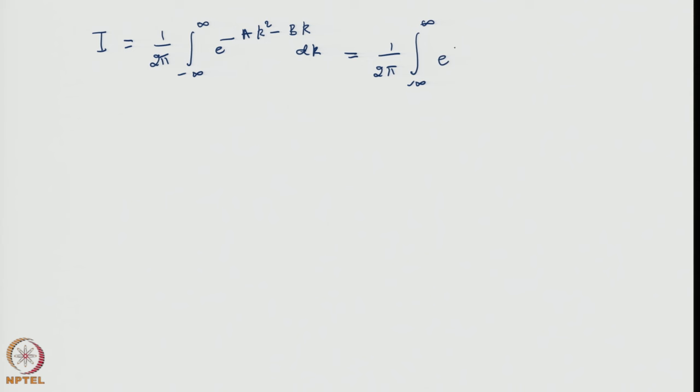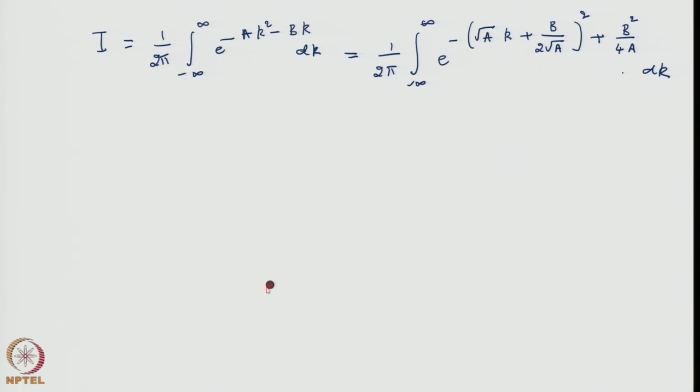So, we can write the I integral, which was by definition 1 by 2 pi, integral from minus infinity to infinity of e to the power minus a k square minus b k, d k. First we make it a perfect square in the argument: minus infinity to infinity e to the power, we can convince ourselves that this is correct, minus the square of root a k plus b by 2 root a, plus b square by 4 a, d k. So, why did I write it like this?